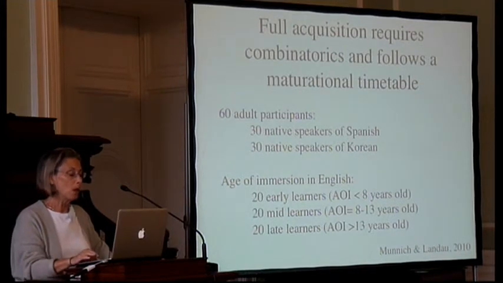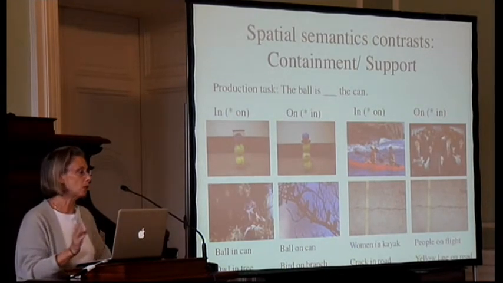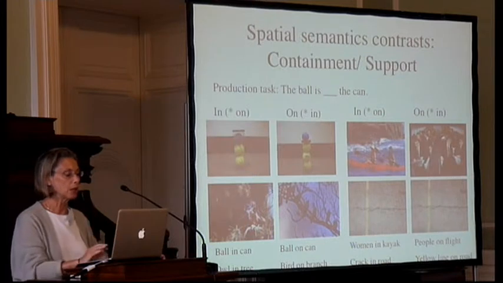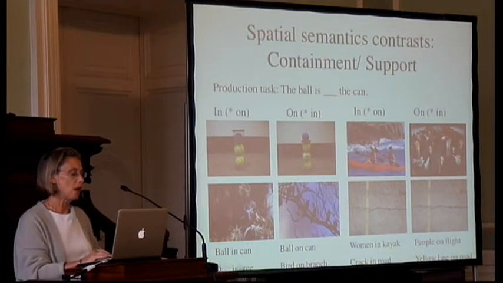Okay? And we tested them with a production task and a comprehension task. I'm only going to tell you about the production task because I'm going to show you very little data. The production task just presents them with scenes, we show a scene, and then we say something like, the ball is blank the can. So in this case, clearly it's in the can, right? It's on top of some tennis balls in a can. In this case, it's on the can.